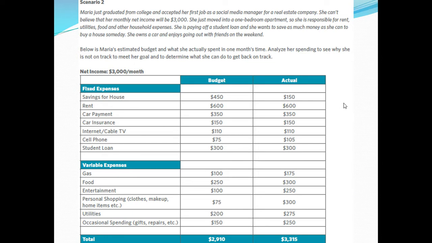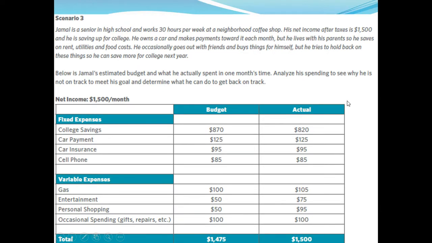And going to the next one. Okay, so this is scenario 3. This is Jamal. You can read Jamal's issues here and answer the question, what should Jamal do to get back on track? Okay, so Jamal is trying to save for college. He's also trying to have $25 left over at the end of every month. He's got $1,500, and then his goal is to only spend $1,475, including college savings in that. And so he's actually $50 short here on college savings and $25 short there. So he's $75 short on his $1,500.